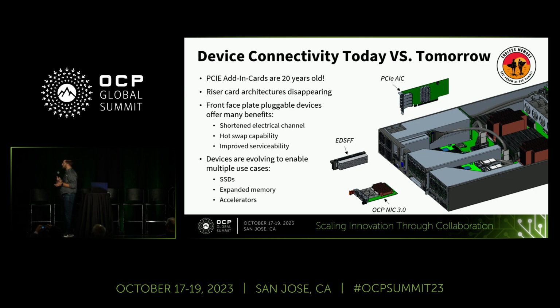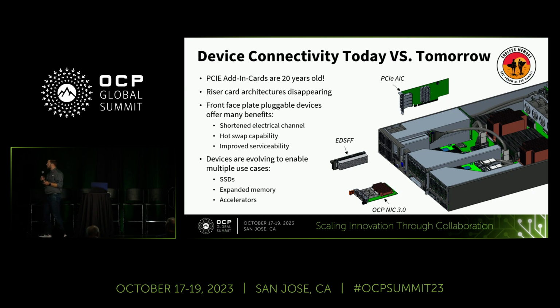But these channels are long. There's a lot of different boards and pieces, right? And the serviceability is not so great. You have to pull out the tray to service these. So we've seen a trend towards front faceplate pluggable devices. On the show floor and throughout many of these presentations, you'll see EDSFF modules, whether that's the E1S or the E3, and then also OCP NIC, DC-SCM, and even some new front faceplate pluggable modules that I'll talk about here in a little bit.